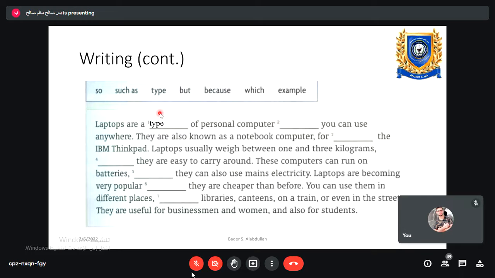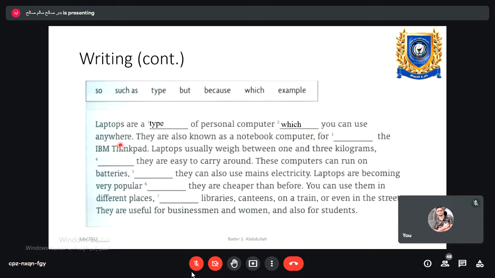Okay. Blank you can use anywhere. Which? So laptops are a type of personal computer which you can use anywhere. And if you remember last week when we talked about definitions, we said we use which and the clause after which in a definition. So laptops are a type of personal computer. Then we use which to introduce more information, which you can use anywhere.